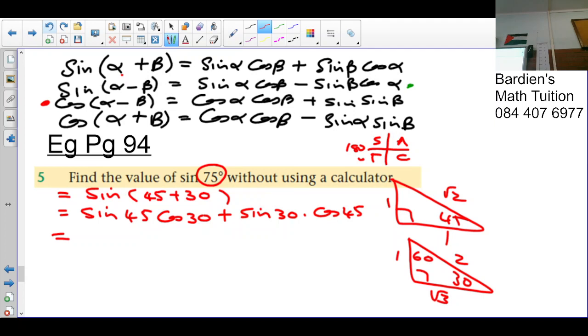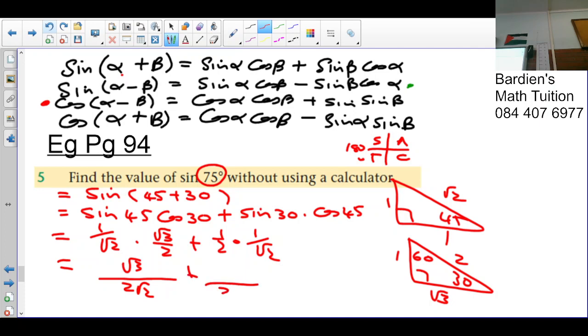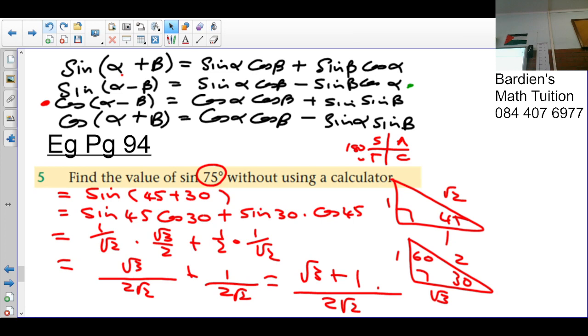So sine 45 is 1 over root 2. Cos of 30 is root 3 over 2. Sine 30 is a half. Cos 45 is 1 over root 2. So that's going to give you 2 root 2 in the denominator. Root 3 plus 1 over 2 root 2. As you can see, the denominators are the same. So it's going to be root 3 plus 1. Okay. Do you guys understand?